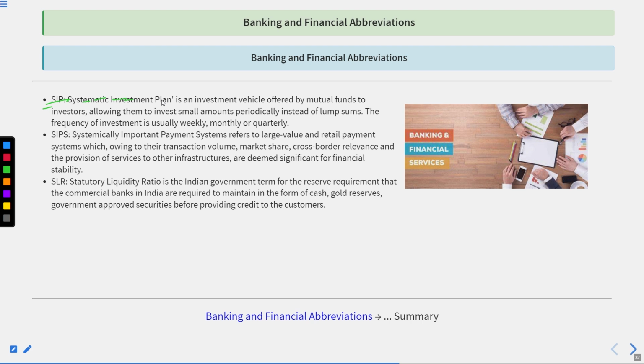SIPS, actually Systemically Important Payment Systems, refers to large value and retail payment systems which, owing to their transaction volume, market share, cross-border relevance, and provision of services to other infrastructure, are deemed significant for financial stability. SLR, Statutory Liquidity Ratio, is the Indian government term for the reserve requirement that commercial banks are required to maintain in the form of cash, gold reserves, or government approved securities before providing credit to customers.